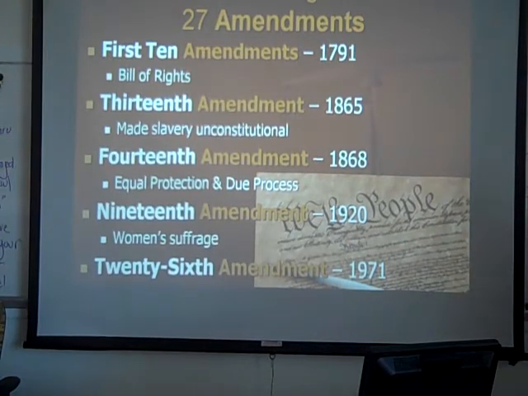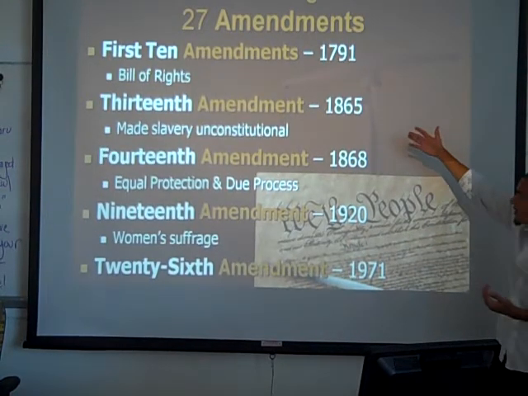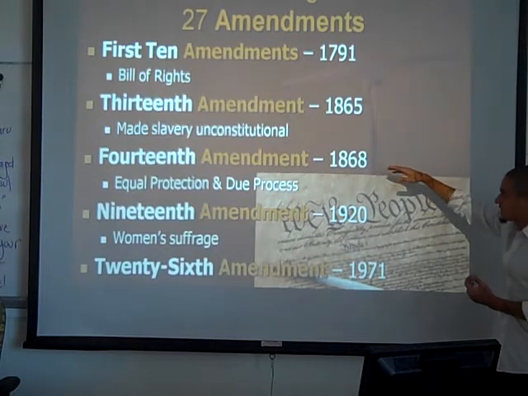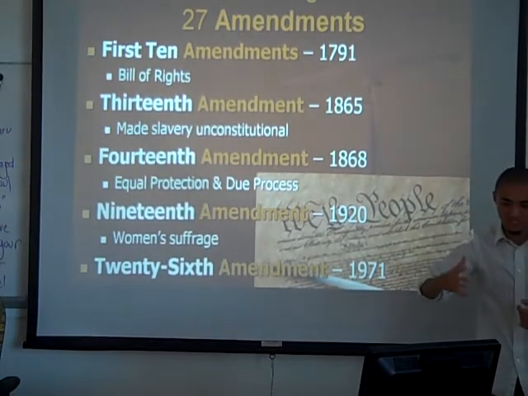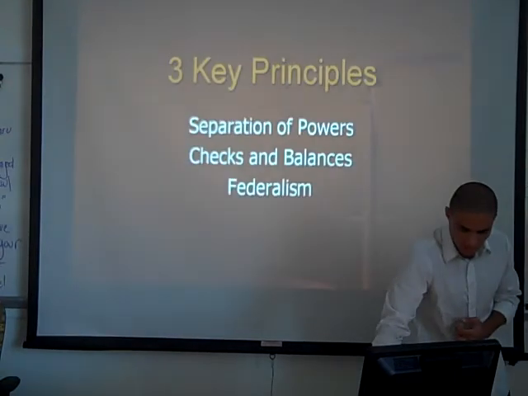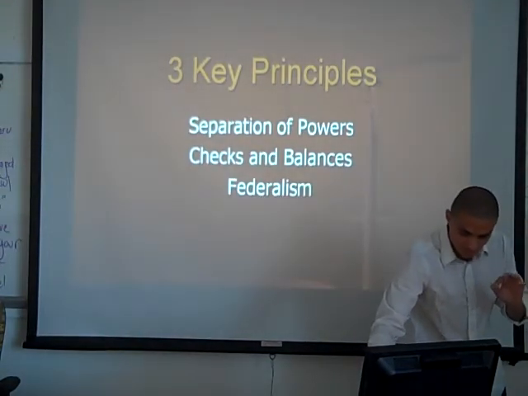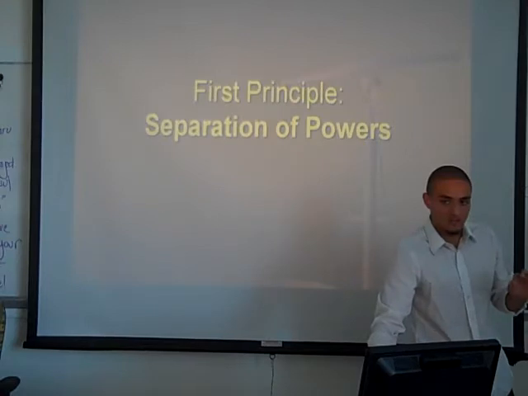Remember, Article 5 gives us the power to do it, and we keep doing it. We can see throughout history, 1791, 1865, 1868, 1920, 1971. It keeps happening. It's happened 27 times. That's the point that I want you to take away here. Now let's get into the real important part of this section, which is the 3 key principles.